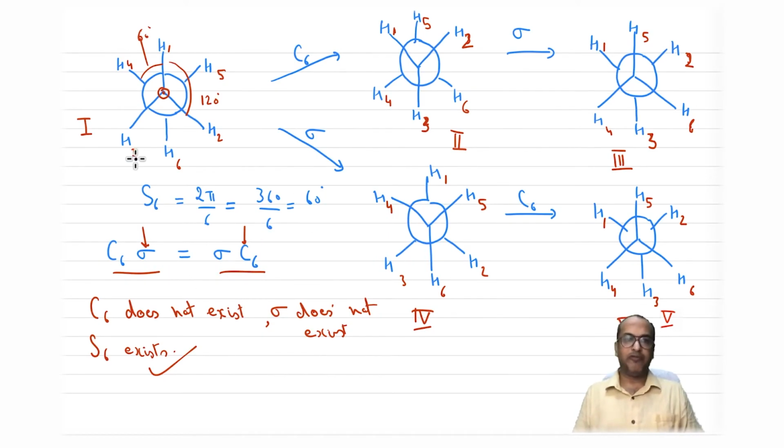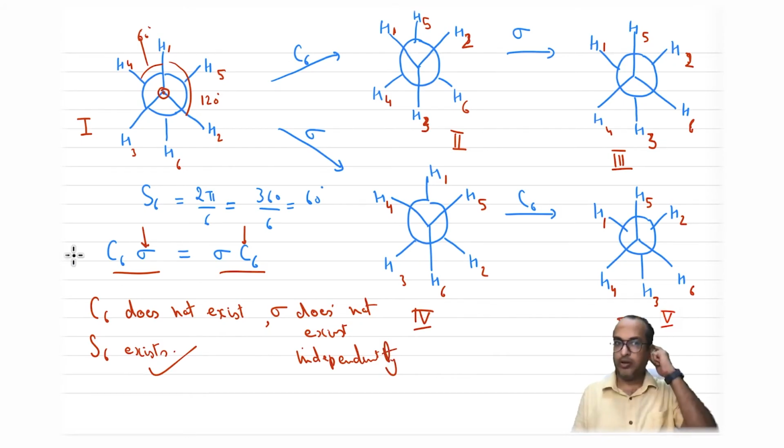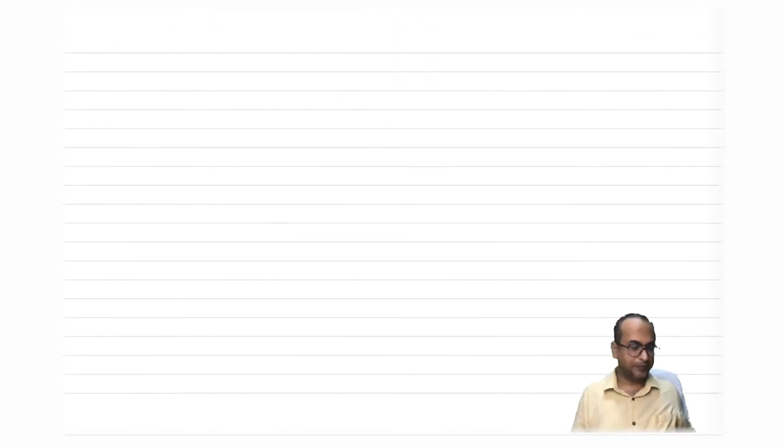So we have now verified that S6 is present in this particular molecule, but we have seen that C6 or sigma does not exist independently in this case, right? There is no independent sigma or C6, right?